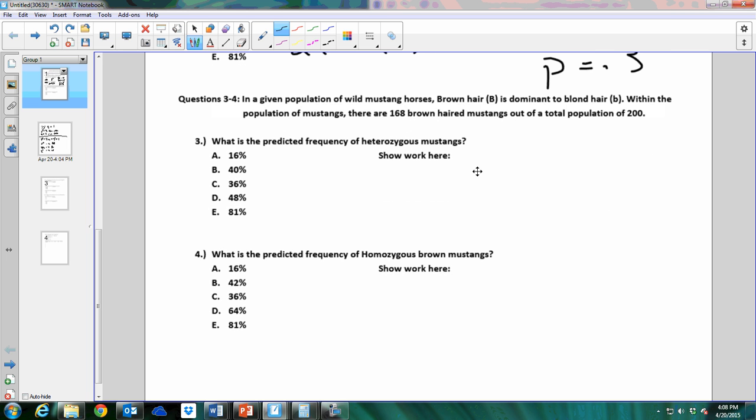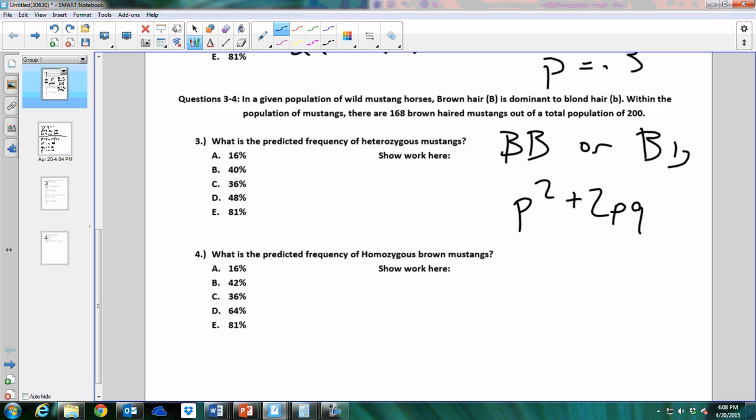In a given population of wild Mustangs, brown hair is dominant to blonde. Within the population of Mustangs, there are 168 brown-haired Mustangs. Now, a brown-haired Mustang can have either of two genotypes. Well, that doesn't help us to know that p squared plus 2pq is equal to 168 individuals. The equation's not really right, but you get what I'm going at there. So it'd be better for us to solve for what we do know, because we also know that there are 32 individuals, 200 minus 168, that have the recessive trait.